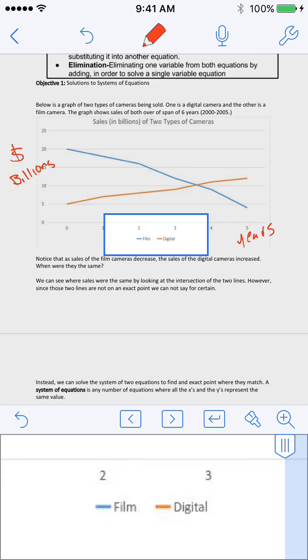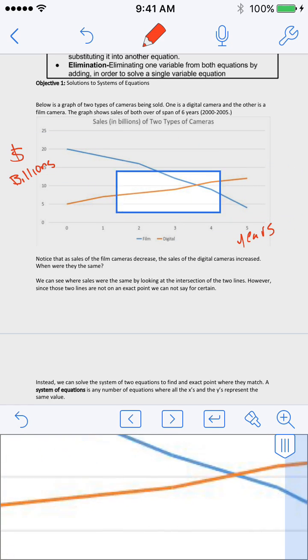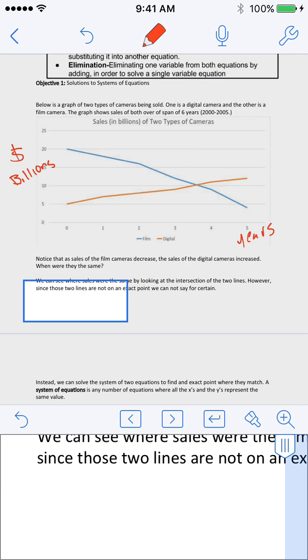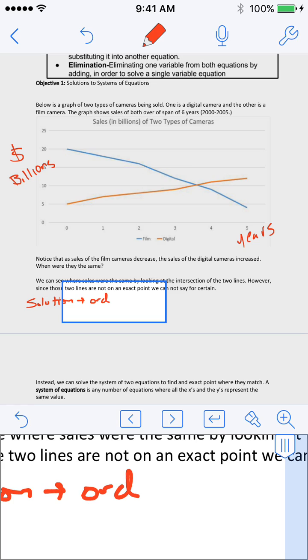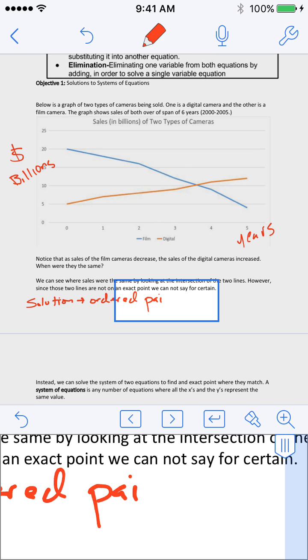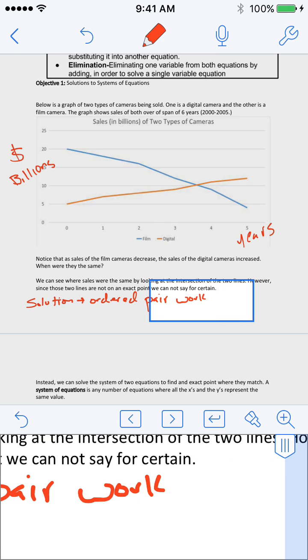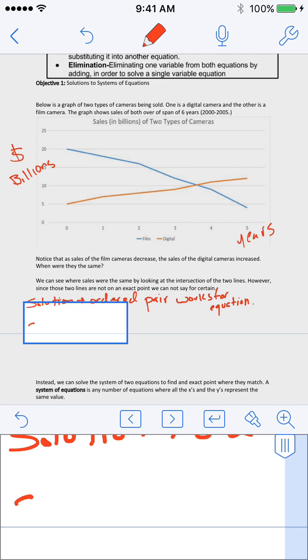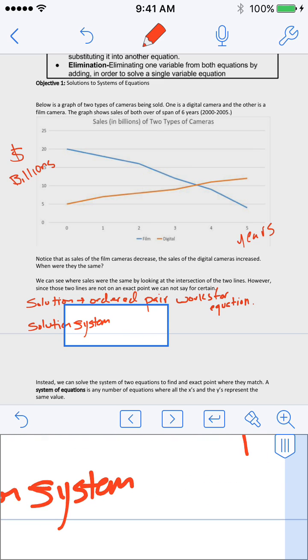Now a solution to this system of equations, this would be where they intersect, right? It would be where they share a solution. Remember, if you recall from the last chapter, a solution to an equation is an ordered pair that satisfies the equation, that works for the equation. And so a solution to a system works for both.